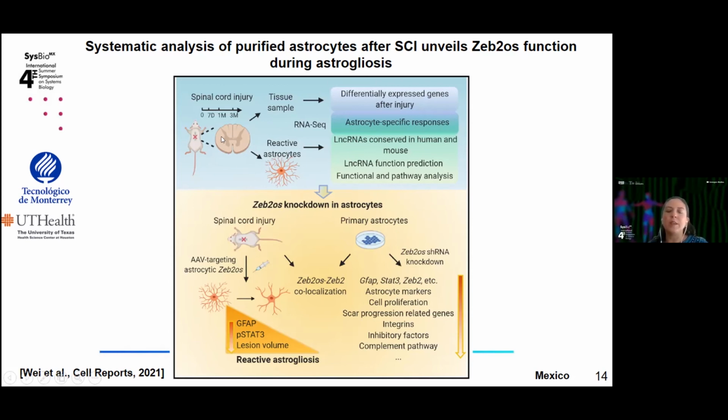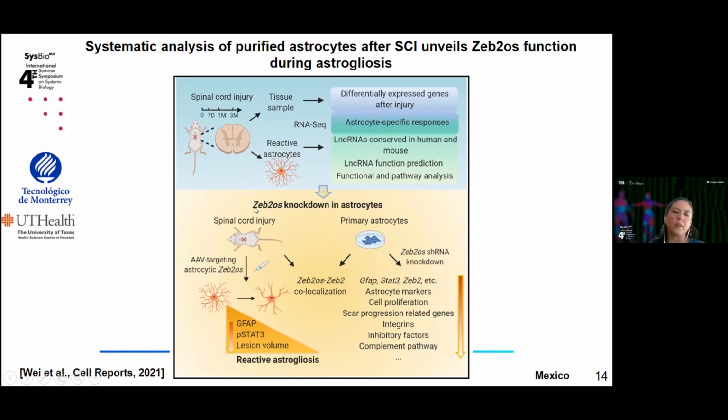So we obtained RNA sequencing in bulk tissue and in purified astrocytes, and we looked closely at the lncRNAs that were differentially expressed in both the bulk tissue and the reactive purified astrocytes. Then we validated some candidates by doing a knockdown, and we found that CEB2OS is a lncRNA that acts on CEB2.